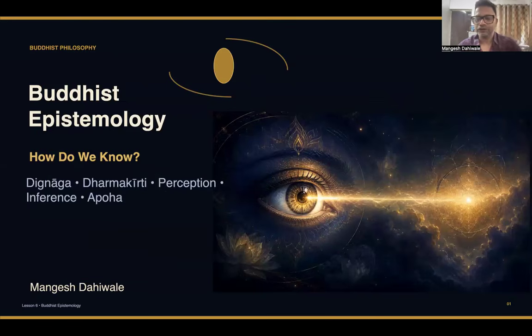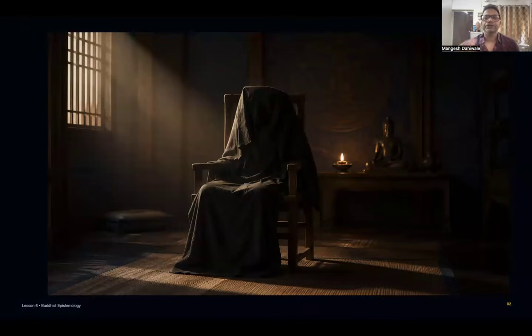So this is what we are going to study: Dignāga, Dharmakīrti, perception, inference, and Apoha. In short, how do we know something? That's what is going to be the topic of our lesson today. So if I ask you to state briefly, what do you see? If we look at the image here, different people will interpret different things depending on how they perceive. So the underlying teaching here is this: whatever we see, we add our own conditioning to that.